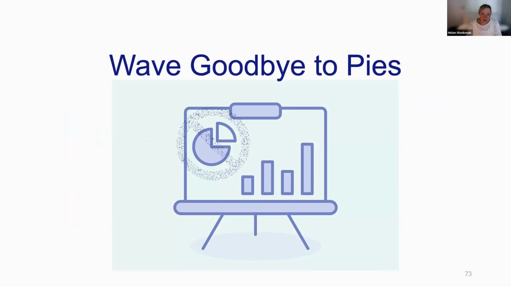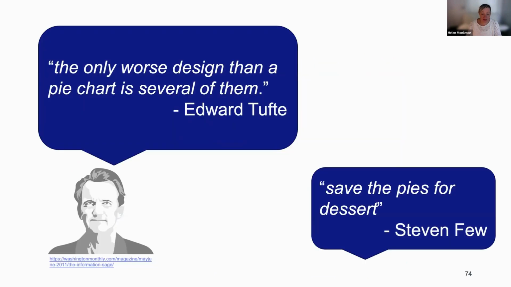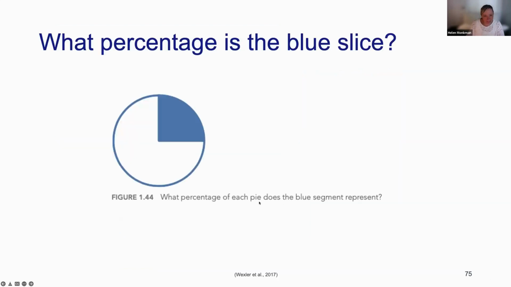I also want you to wave goodbye to pies. I know that pies have been a favorite of many people for a long time, but I'm here to encourage you and show you why they are not the best way to visualize our data. The only thing worse design than a pie chart is several of them. Again, Edward Tufte and Save the Pies for Dessert by Stephen Few. So I'm not the only anti-pie advocate. But I would like you to tell me in the chat box what percent is the blue slice. What do we got there?